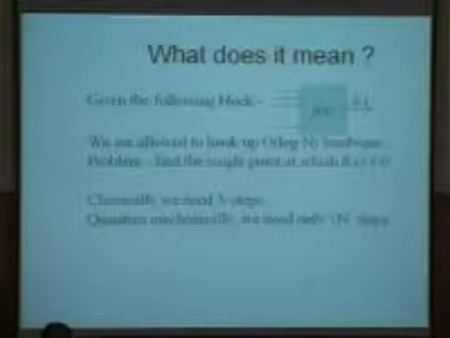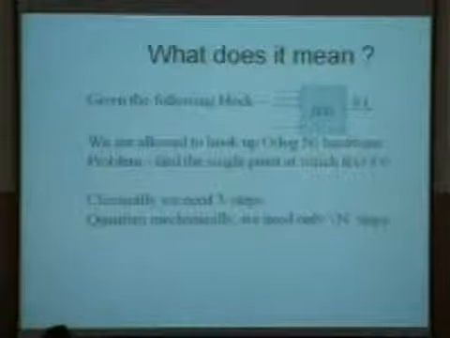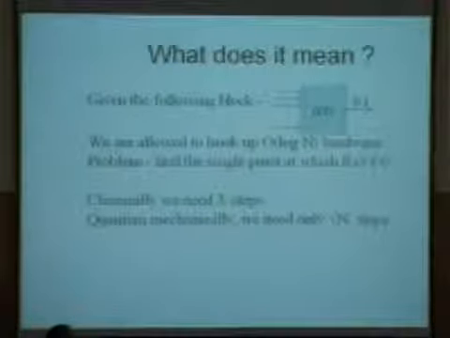Classically, if you were to be allowed to hook up a small amount of hardware around this, you would need n steps to be able to find this combination of inputs at which it evaluated to 1. Quantum mechanically, we can do it in square root of n steps.